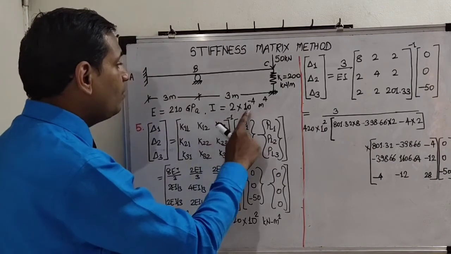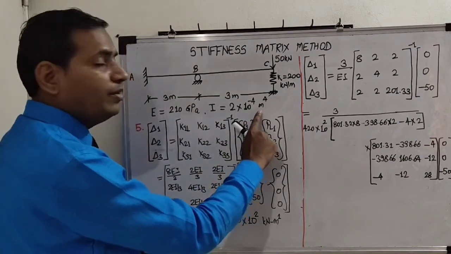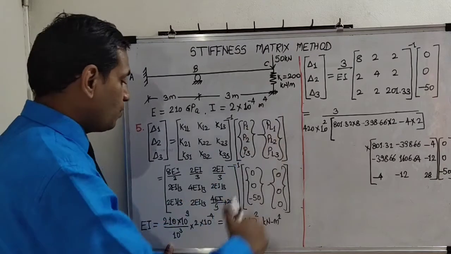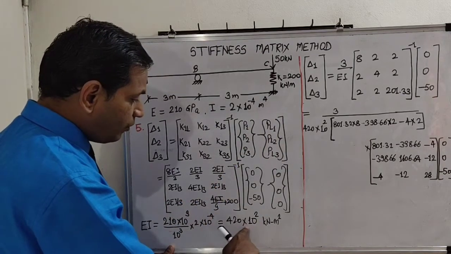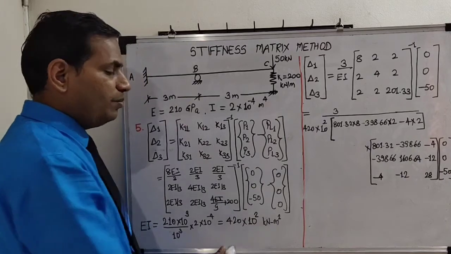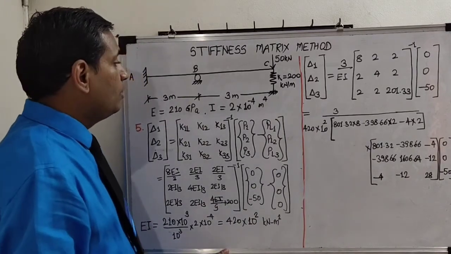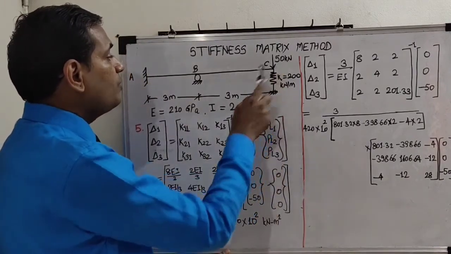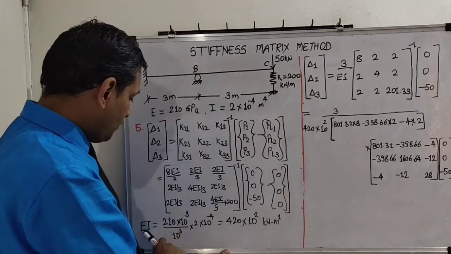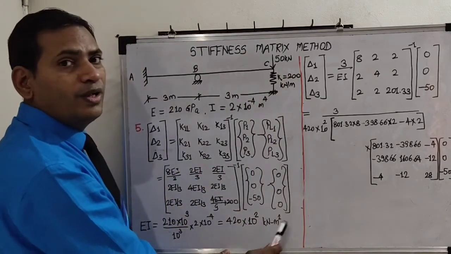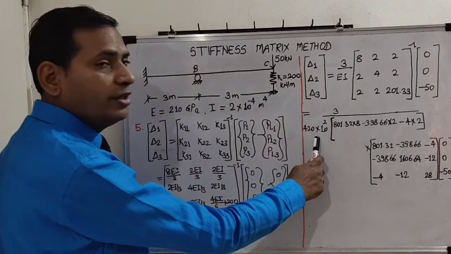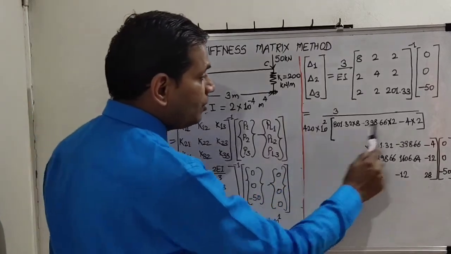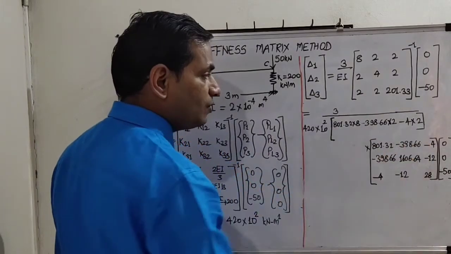Multiplied by I value, keep it as it is because its unit is in meter, meter raised to 4. So EI value comes to be 420 into 10 raised to 2 kilonewton meter square. Our loads are in kilonewton, distances are in meters. Hence, the unit of EI should be in kilonewton meter square. Simple. So the EI value I have substituted here. This bracket is the determinant of the 3 by 3 matrix.